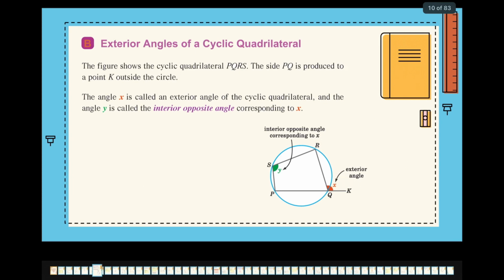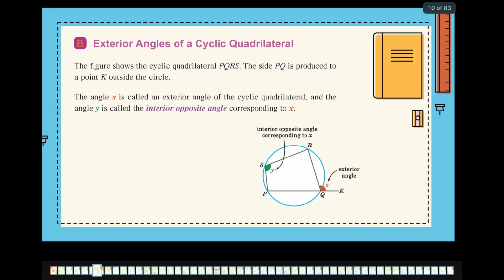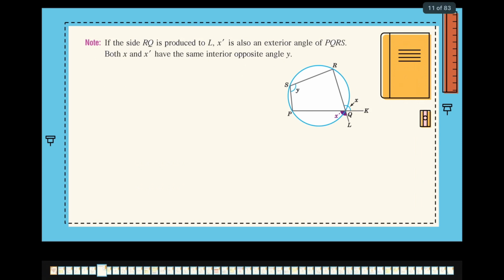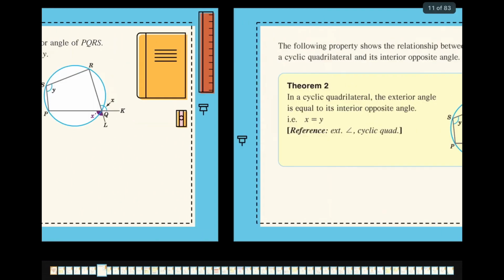So it is still about the opposite angle, but now one of them is interior and the other one is exterior. If we look at this diagram this time, RQ is extended to produce the point L, and you can see this purple angle here is also an exterior angle of PQRS, and is also corresponding to the interior opposite angle Y. Therefore, this interior opposite angle can have two exterior angles corresponding to it.